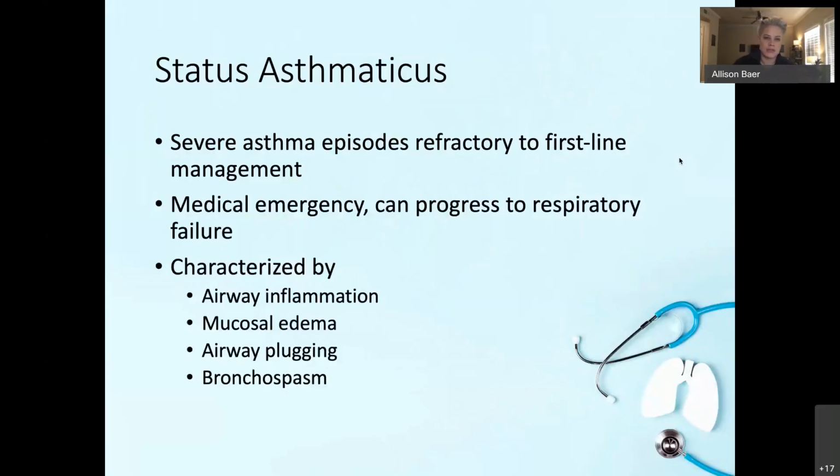It's characterized by these four things all working together: airway inflammation, mucosal edema, so swelling of the mucosal lining around the airways, the airways get plugged up, and bronchospasm. So all of that together, inflammation and edema, is going to make them narrow, bronchospasm constricts them even further, and then you can have secretions that cause plugging.